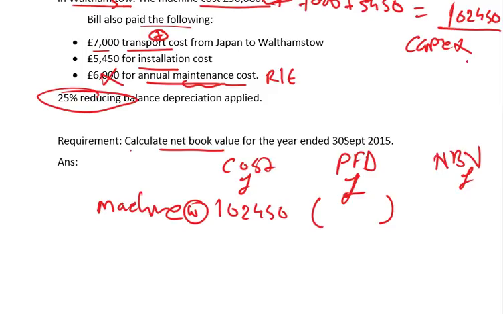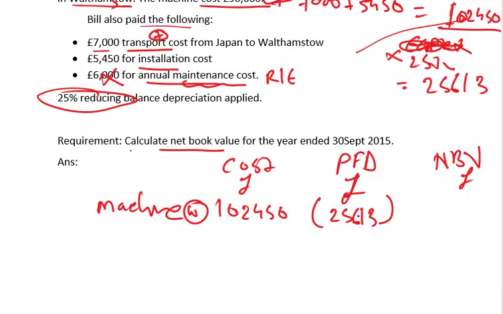If you work out the reducing balance, normally we do it on net book value, but there is no information on previous depreciation. So this is the first time doing business. So on that figure, 102,450, you do the 25%. Let's see what my calculator says. It gives a bit of a fraction, but we'll take the nearest figure. 25613 is the provision for depreciation. If you take it away, you get 76837. That's the answer.